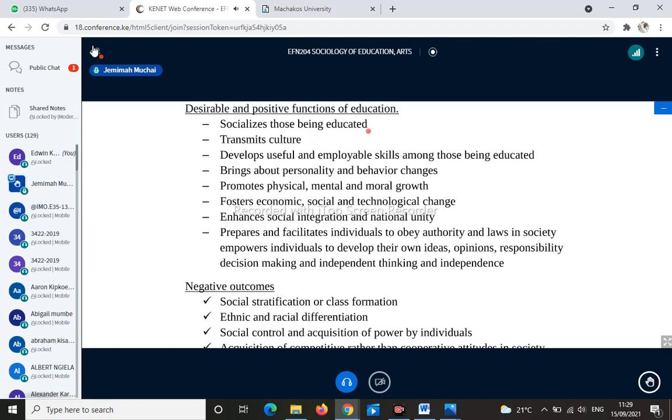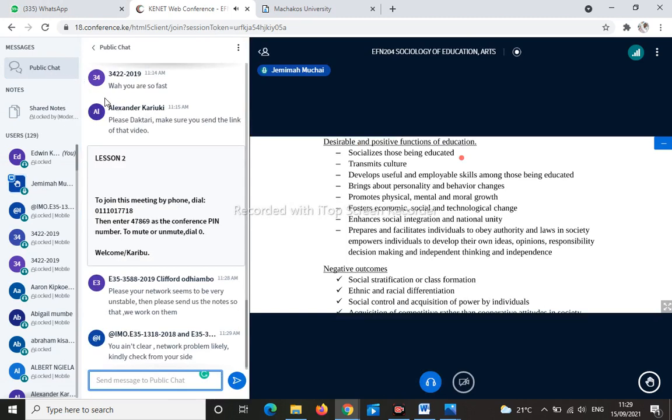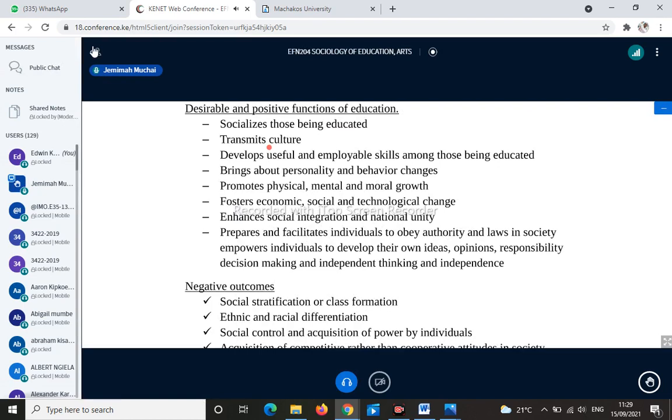Socialize those being educated. That means when you go to a social institution, you are socialized, and after leaving it, you are social. Transmit culture. That means the culture of the society is transmitted to the person being socialized. Develop useful and employable skills among those being educated.